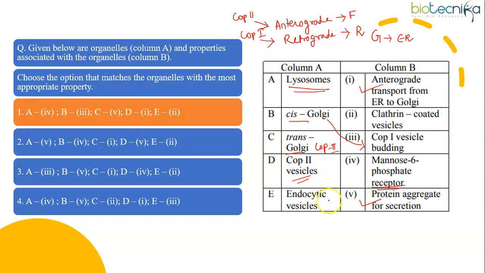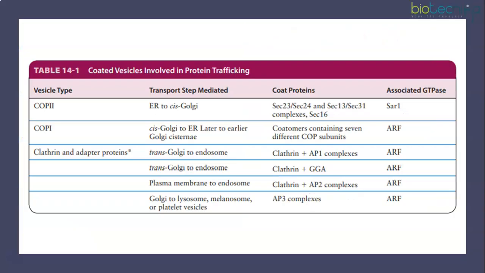Then we have endocytic vesicles, which we can connect with clathrin coated vesicles. Clathrin coated vesicles originate either from the plasma membrane or from the trans-Golgi network. Usually they are involved in receptor mediated endocytosis. For this we also have a table. COP2 vesicles, as I told you, move in the forward direction, and these are some coat proteins or accessory proteins that help in the transportation.